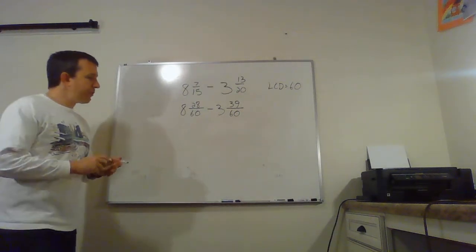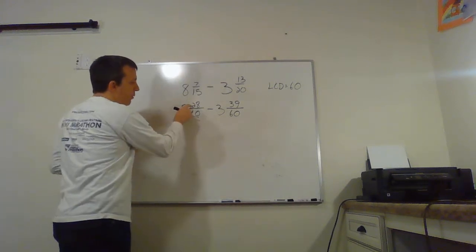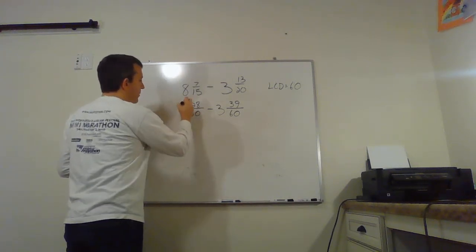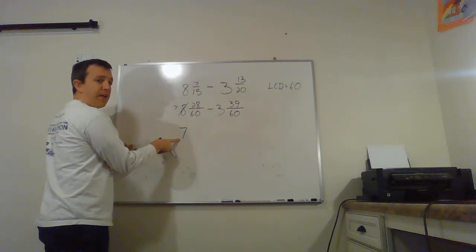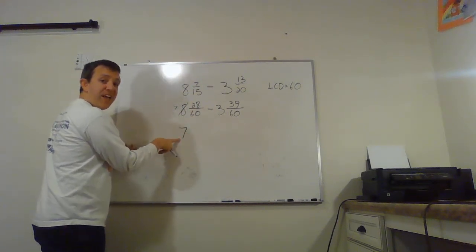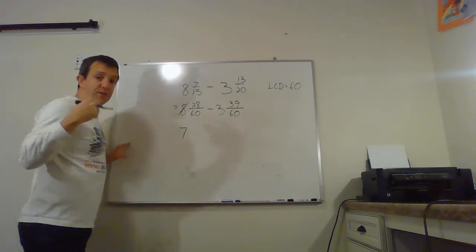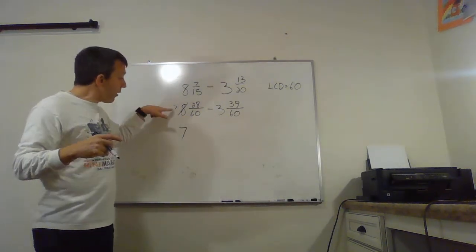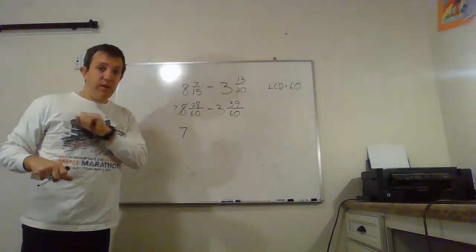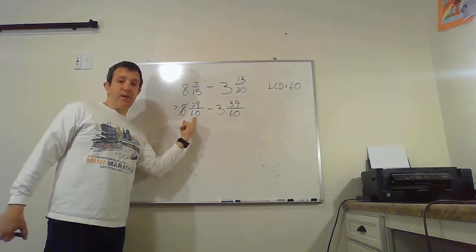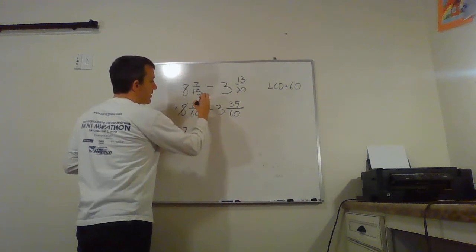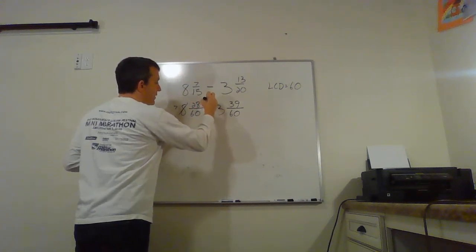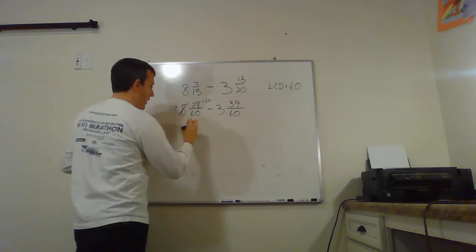So what I'm going to do is I'm going to borrow. I want more pieces here for the 28. So I'm going to steal one from the 8. I'm going to rewrite this and turn it into a 7. But now, how many pieces are in one whole? Because that's what I just borrowed. I borrowed one whole. Well, the denominator always tells you how many pieces are in the whole. So I borrowed 60 pieces, and I'm going to add those on to my 28.